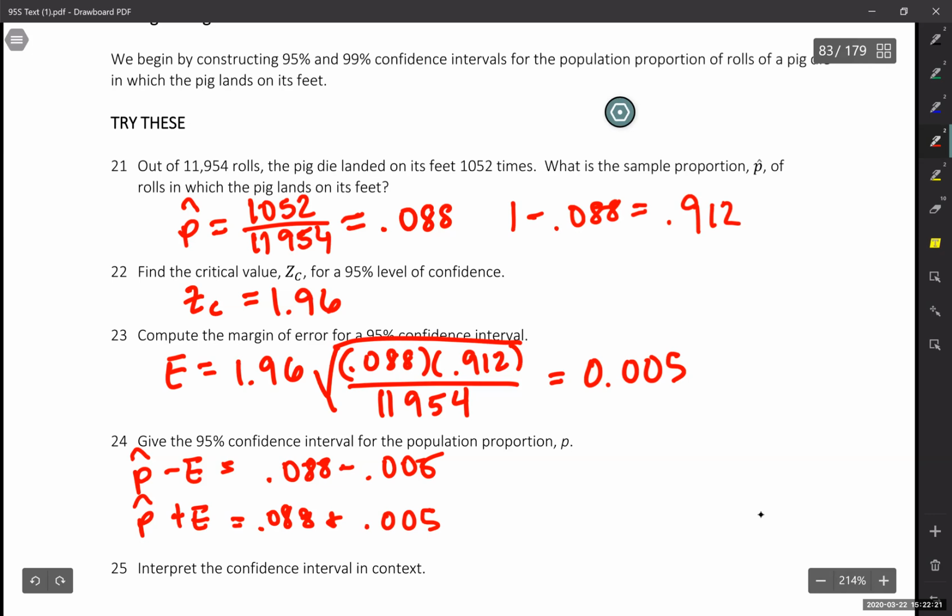Oh no, where did it go? Your screen is paused. Okay, we're back.